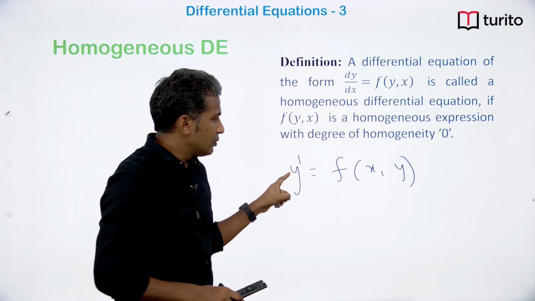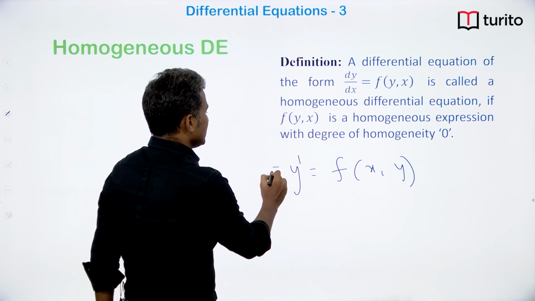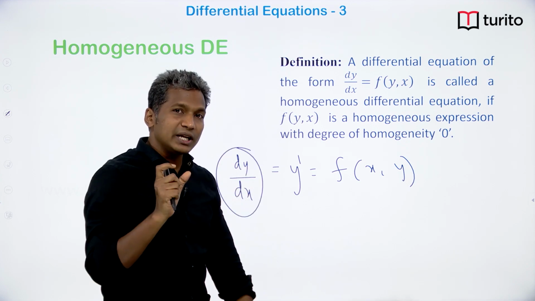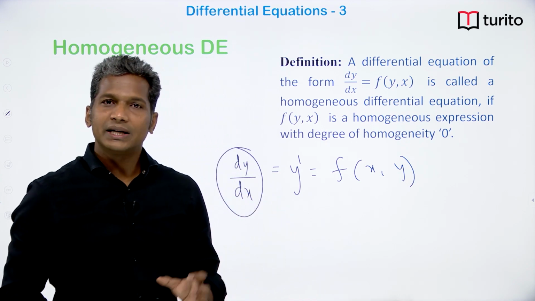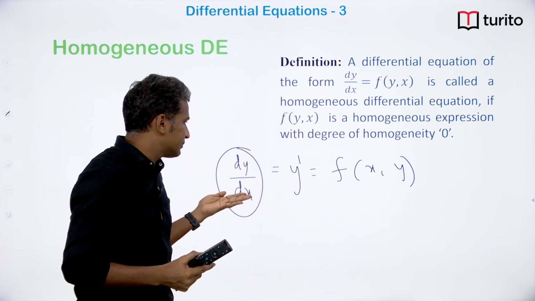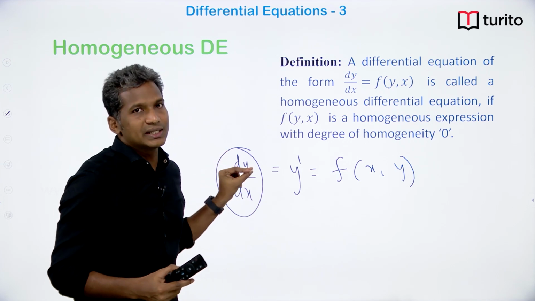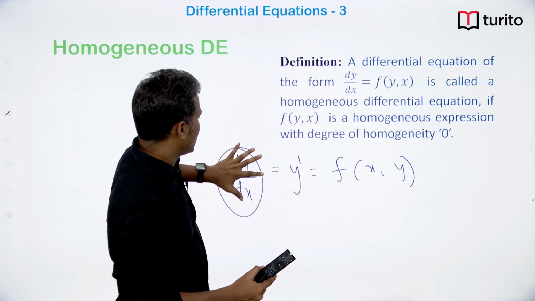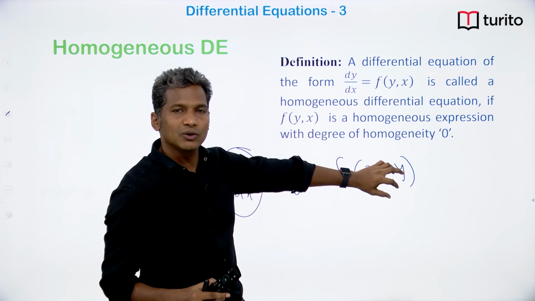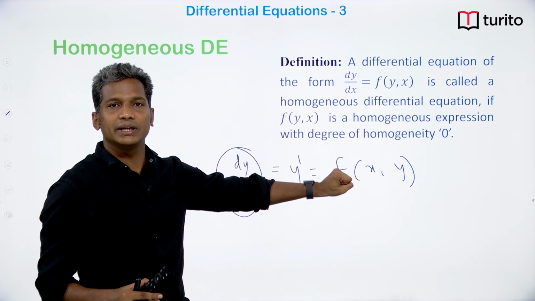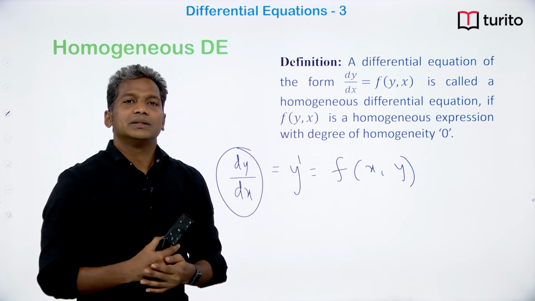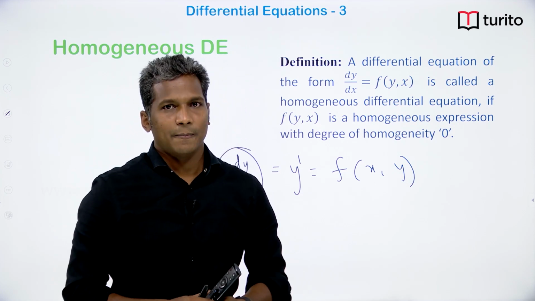Why? Because if you look at the LHS, the LHS is basically dy by dx. What is the effective degree of the LHS? It is 0, because the numerator has degree 1 and the denominator has degree 1. So effectively the degree is 0, which is like a net 0 degree. So the RHS also must have net 0 degree. This way we can define the homogeneous differential equation.